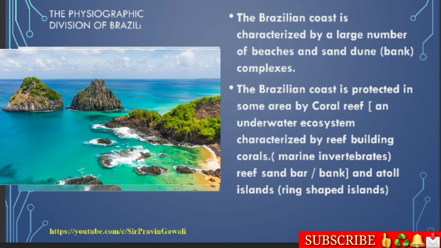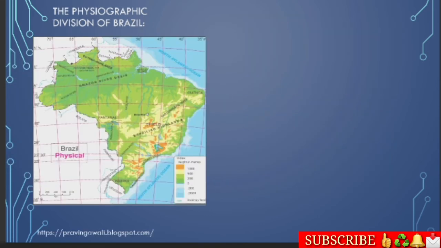Atoll means it is a ring shaped island. Okay student, have you understood? So here in Brazil we see beautiful beaches with the coral reef. Now let's try to understand the plains now.